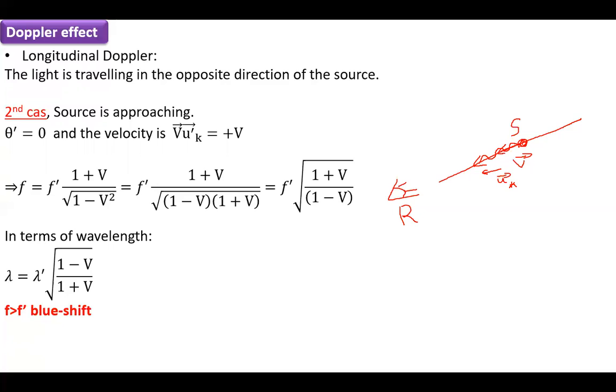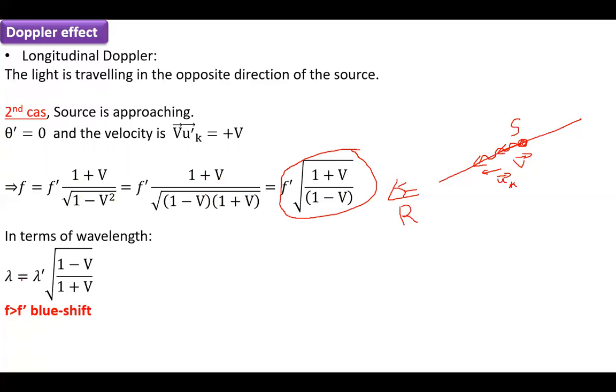So cosine 0 is +1. So V times the unit vector is plus V. Replacing in the Doppler equation, F is equal to F prime times (1 plus V) over the radical of 1 minus V squared. So it's the radical of (1 minus V) times (1 plus V). You simplify by the radical of 1 plus V, and you will get F prime times the radical of 1 plus V over the radical of 1 minus V.